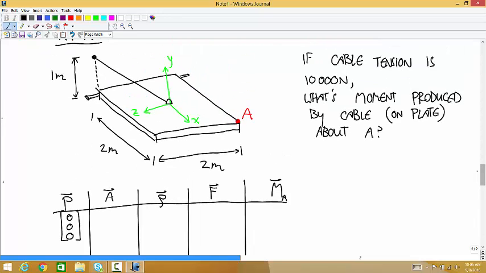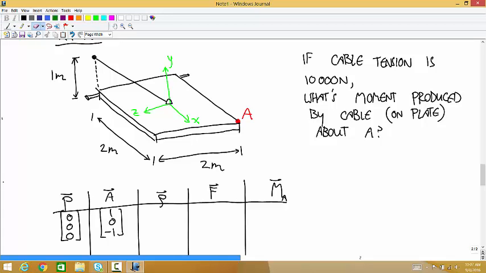Now, what are the coordinates in this green coordinate system of the point A? You have to go 1 meter in the positive x direction to get here, and then you have to go 1 meter in the negative z direction to get here. So A is just going to be positive 1, 0, negative 1. Any questions about that?